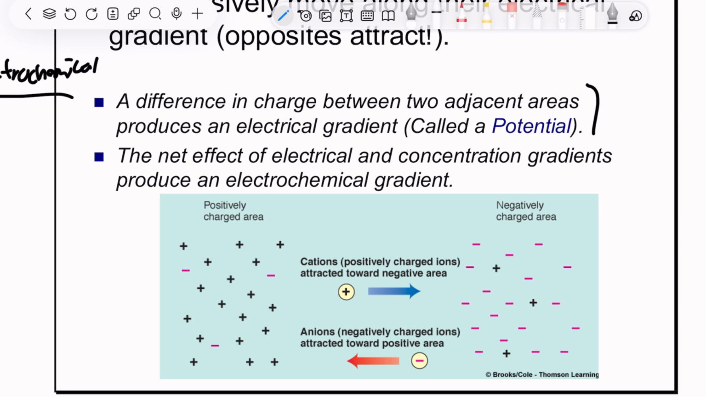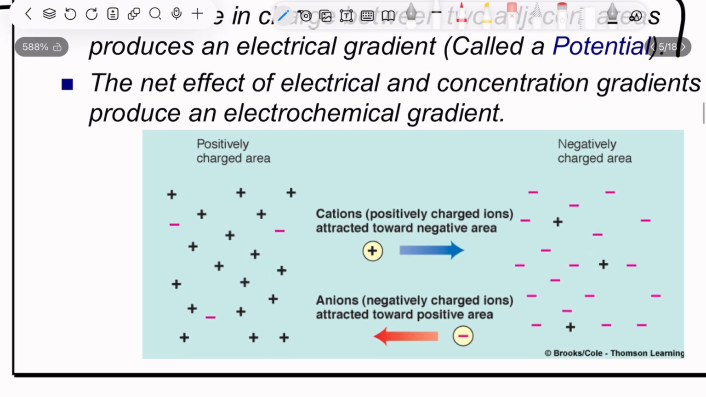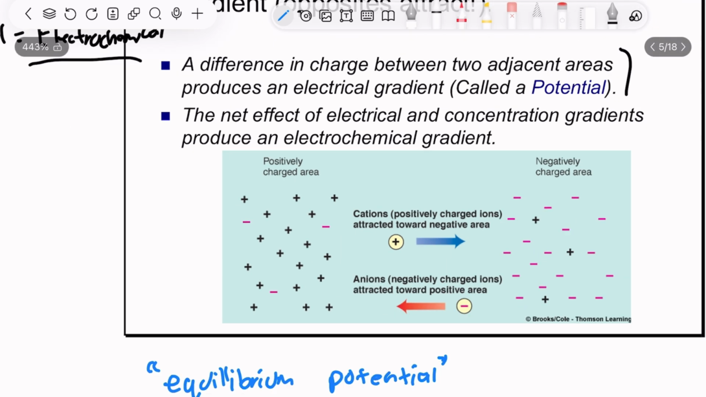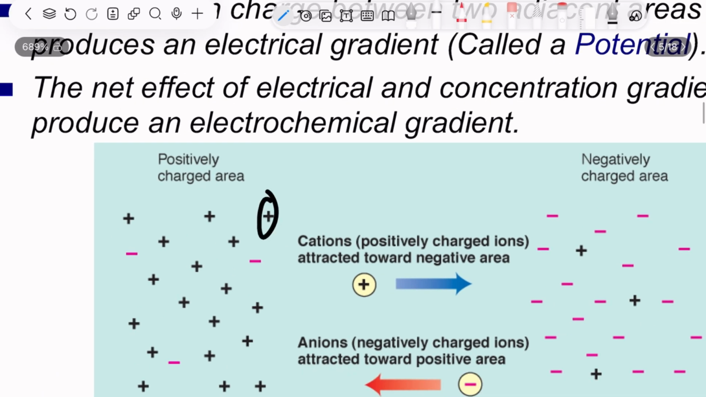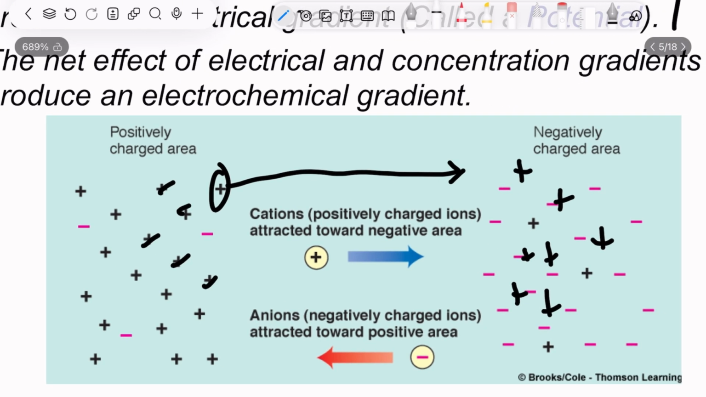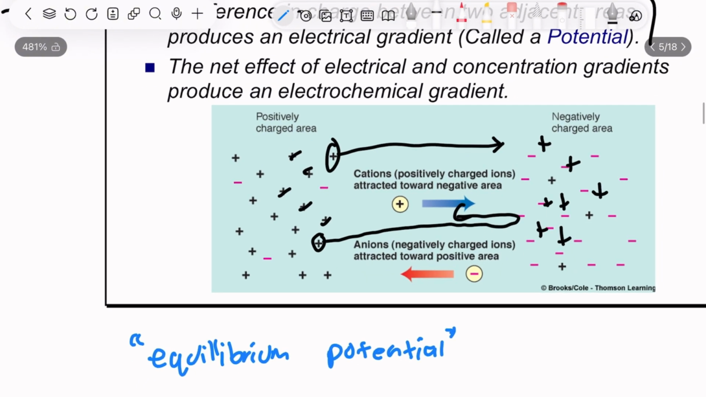The net effect of electrical and concentration gradient produces an electrochemical gradient. In this diagram, let me explain what's going on. It's saying that the positively charged area moves to the negatively charged area because opposites attract. These positive charges would go this way, and it'll go here like this, like this, like this. And these ones disappear because they're going this way, remember. Eventually, the negatively charged area would reach an amount of positive charge in which, if a positively charged ion or cation would go this way, it would get pushed back because of the positively charged area in this place. Once that happens, this is called the equilibrium potential.